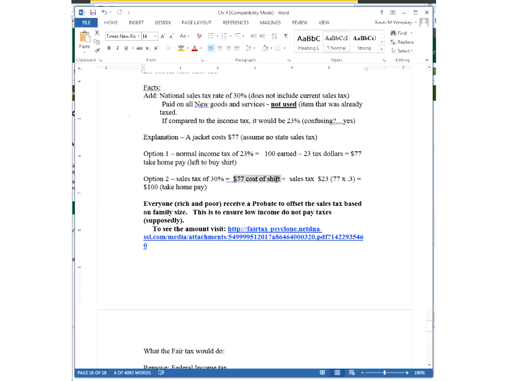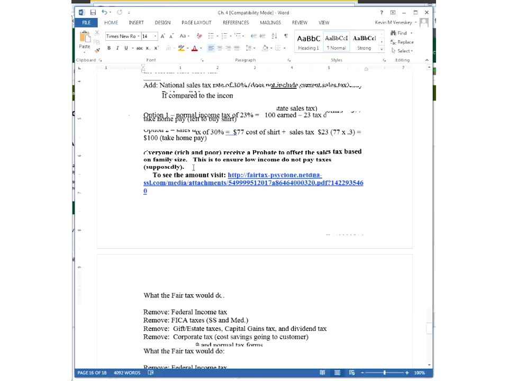Okay, so you have $100 in your pocket. You go and buy this shirt that costs $77. Then they tack on 30%. 30% of 77 comes out to be $23. So 77 plus 23 is $100. You had just enough again to pay for the jacket. So it came out even. Both ways, you got the jacket and you had no money left over.